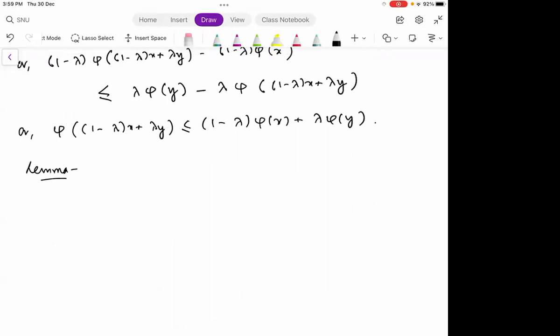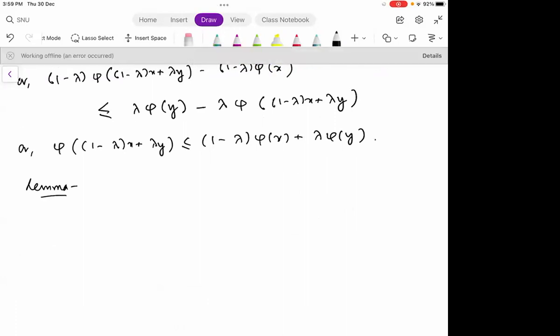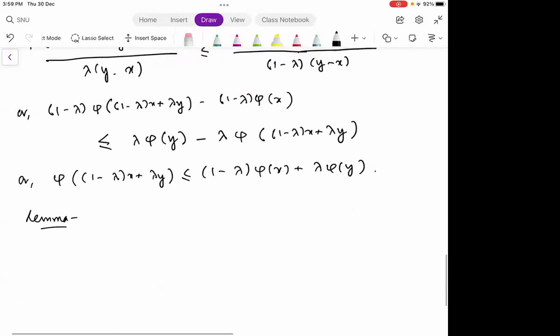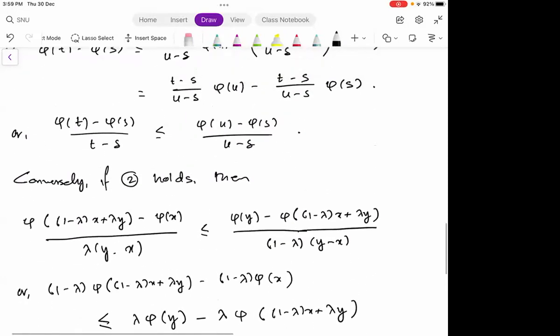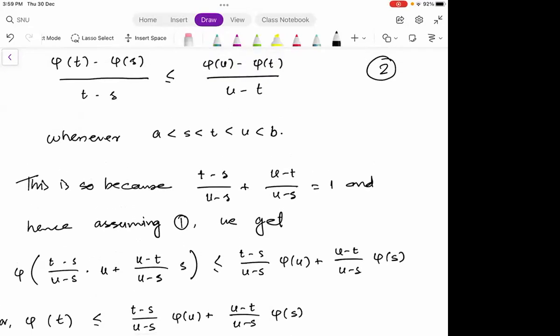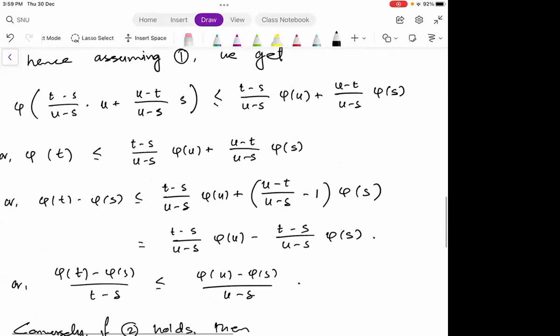Oh, excuse me, sir. So what you proved and what you stated are a bit different. Let us see. Yeah, here the result is phi t minus phi s, and the right hand side there is phi u minus phi s divided by u minus s.